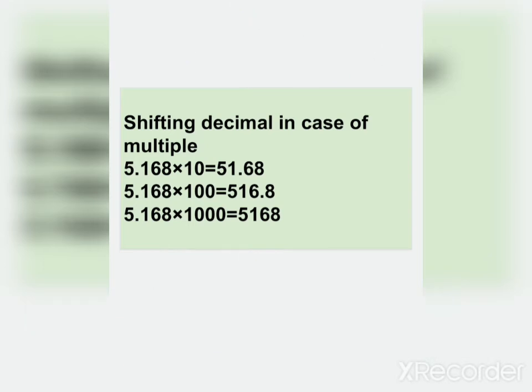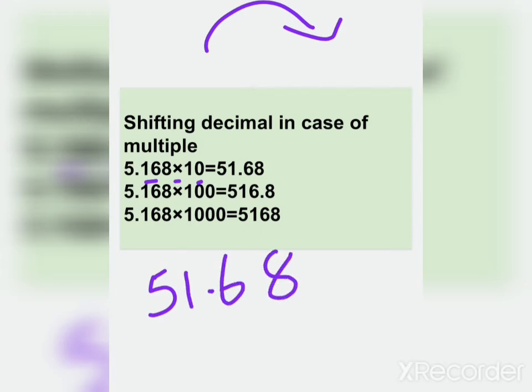In this question it is 5.168 multiplied by 10. What I said, when you are multiplying, the point will shift towards the right hand side. Yes or no? So how many zeros are there in this 10? Only one zero is there, so we will shift it one place. So it will be 51.68. We have shifted the point one place towards the right hand side, because only one zero is there.